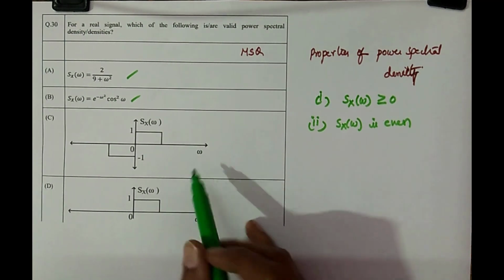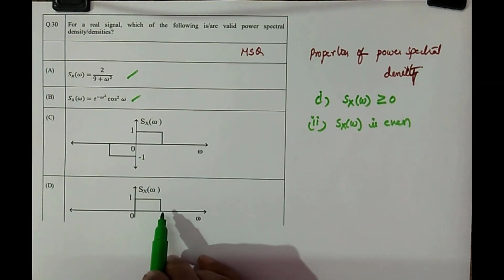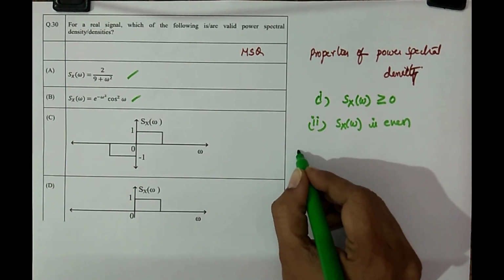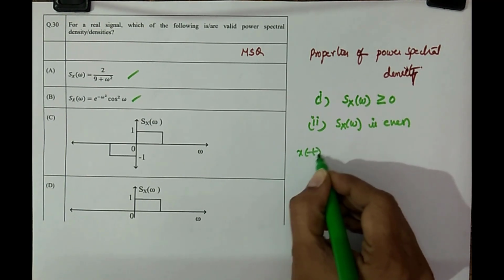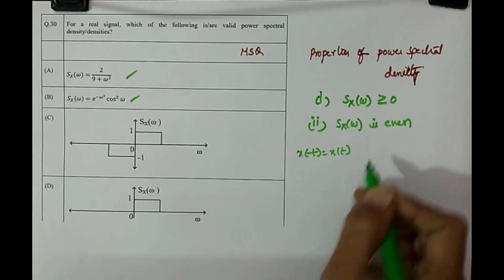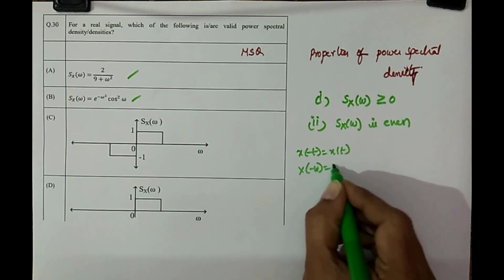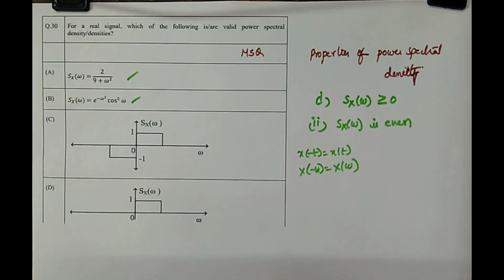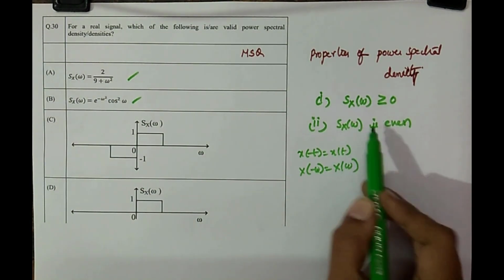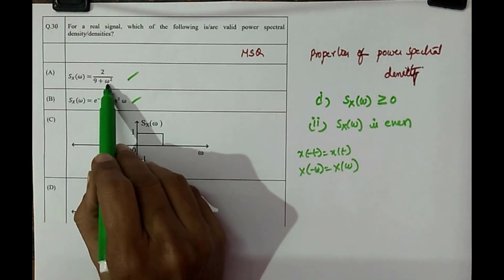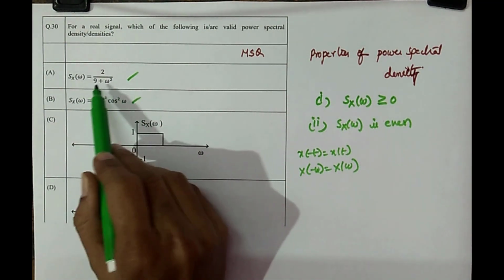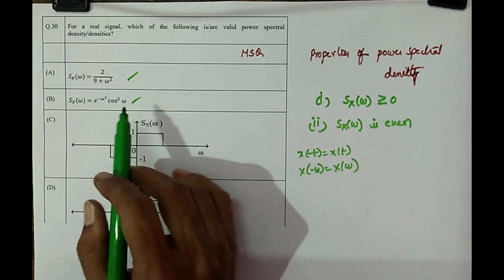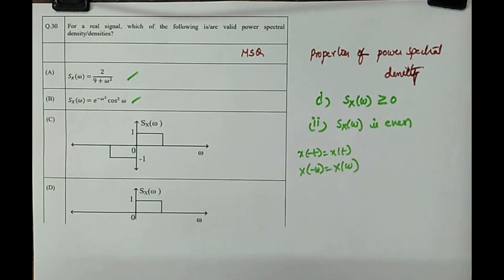Okay, I think you understand. This is not even. This is also not even. These two are even. What is actually an even function? Even function means x of minus t equals x of t. Here, as it is in omega, x of minus omega equals x of omega. Okay, so Sx of minus omega must be equal to Sx of omega. So put minus omega here. As it is squared, it becomes simply omega squared, means it is an even function. Here also the two consist of squares, so it becomes positive. So this is also even. So the answers are these two.